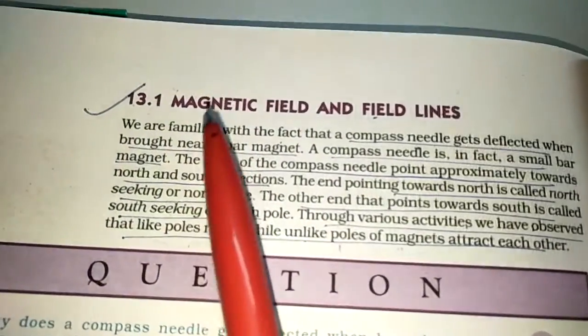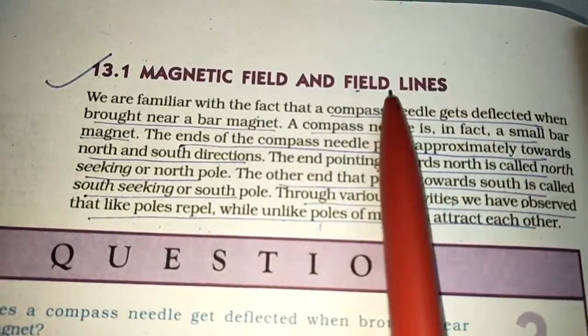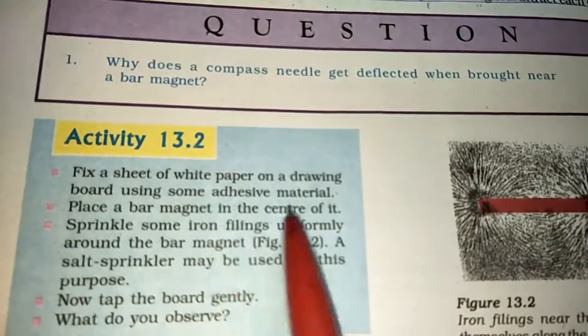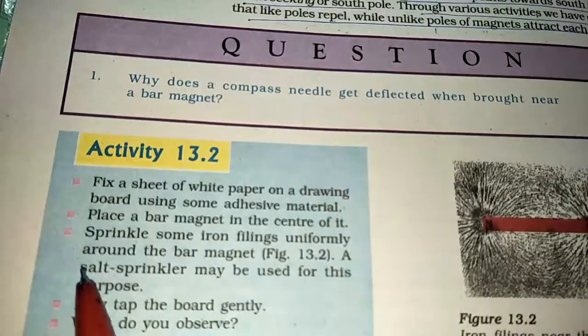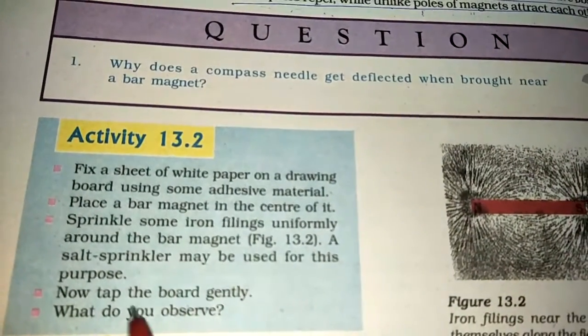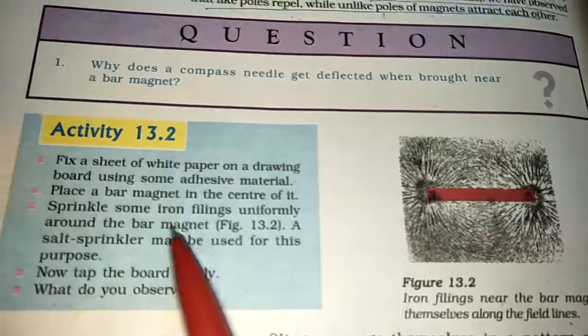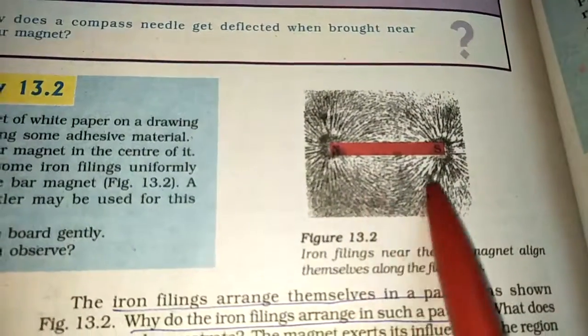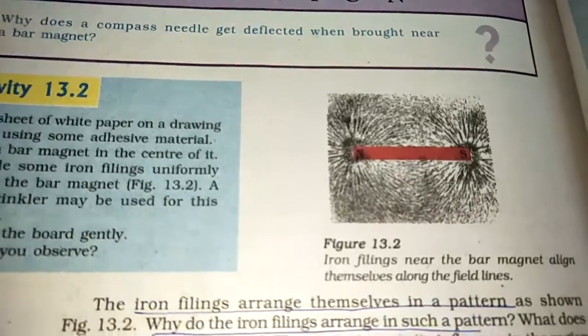We'll continue with the topic of magnetic field and field lines. Now there's an activity 13.2, in which you have to take a white sheet of paper, a bar magnet, and sprinkle some iron filings, and then you have to tap the board gently. So once you tap the board, you have a pattern formed on that white sheet shown in figure 13.2.